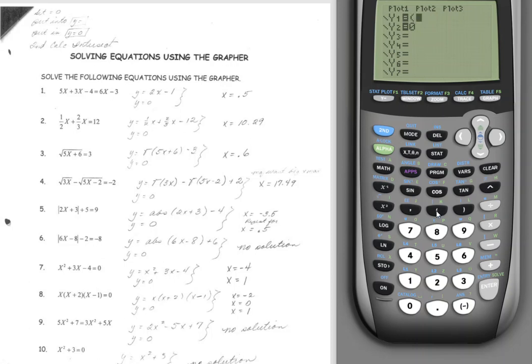So I'm going to have 1 divided by 2, close, x plus 2 divided by 3 and close, x, and then a minus 12 because we moved it to the other side, and then we'll hit graph.